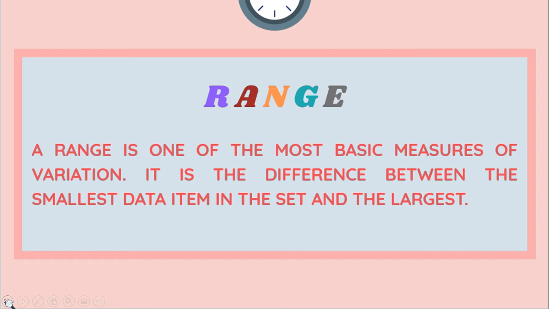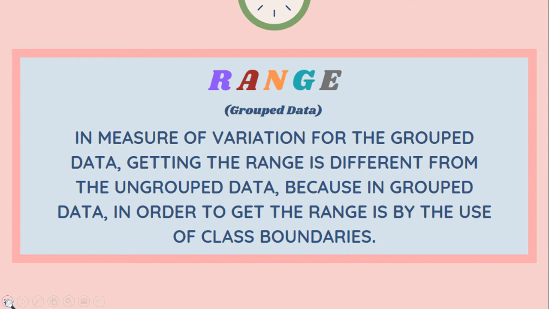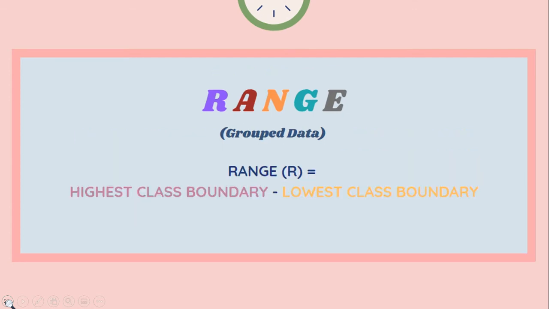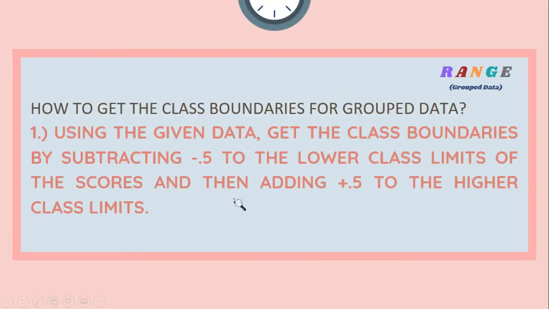A range is one of the most basic measures of variation. It is the difference between the smallest data item in the set and the largest. However, in measure of variation for the group data, getting the range is different from the ungrouped data, because in group data, in order to get the range, we use class boundaries. Basically, to get the range for the group data, you need to subtract the lowest class boundary from the highest class boundary. How to get the class boundaries for group data?